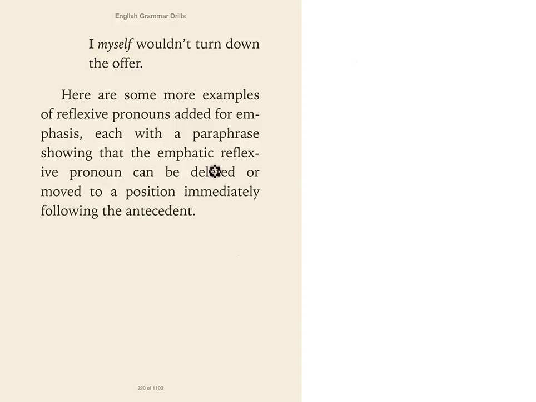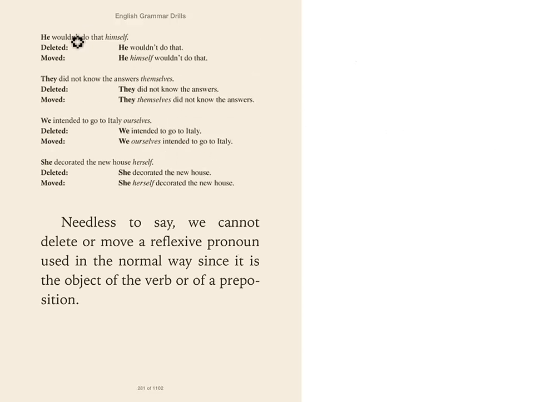It says here are some more examples of reflexive pronouns, and you can see that all these are deleted or moved. Okay, he wouldn't do that himself. He wouldn't do that. He himself wouldn't do that. Okay? There's two ways that they do it. They didn't know the answers themselves. They didn't know the answers, and they themselves didn't know the answers. So you can delete it or you can move it.